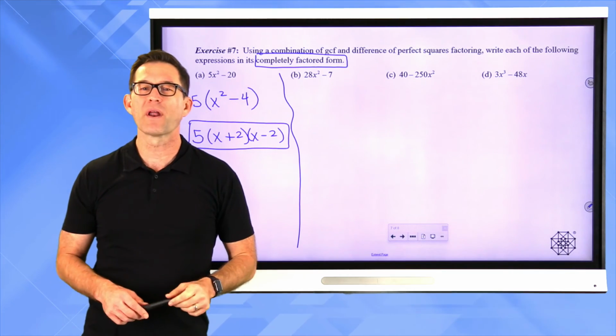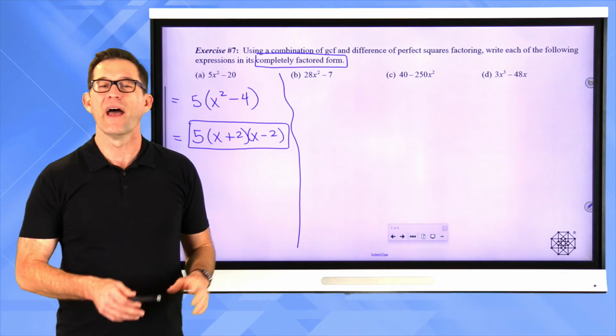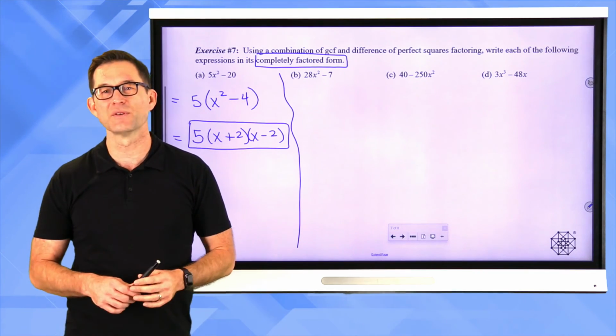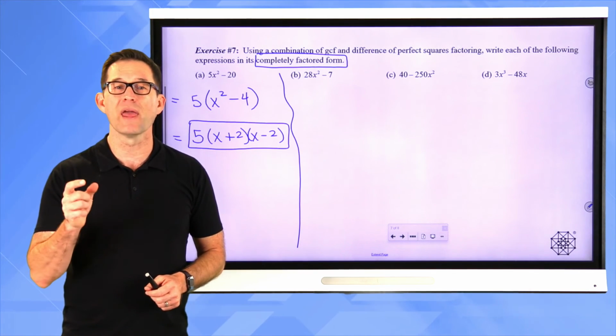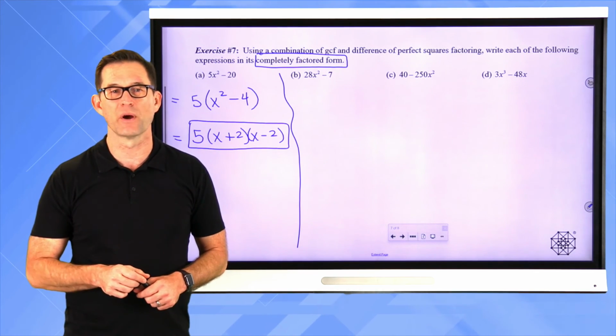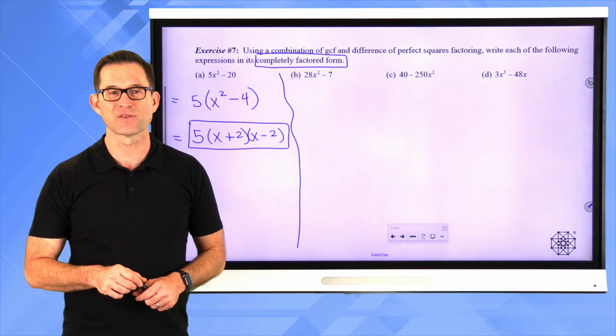All right. Well, what I'd like you to do now is pause the video and see if you can do this. In each case, what's going to happen is you're going to be able to factor out a GCF, and what remains will be able to be factored with the difference of perfect squares. So practice on that on the last 3 of them.